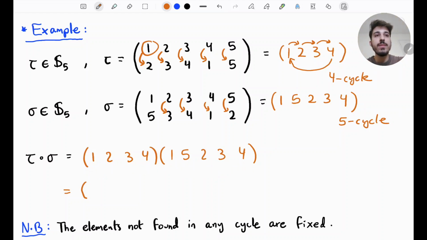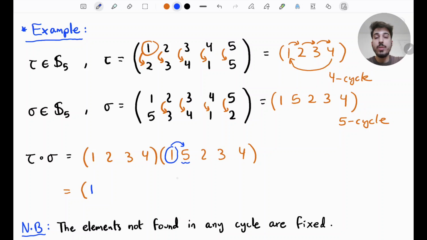So the first step is to start with any number on the right. I will say we start with 1. So I will start with 1 here. 1 is sent to 5.